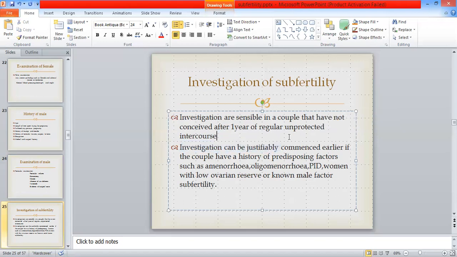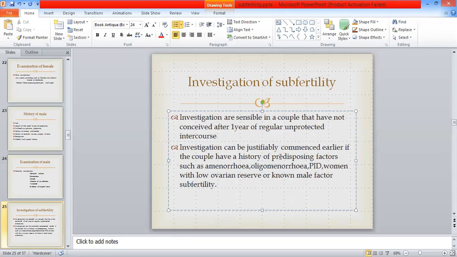Investigations are sensible in a couple who have not conceived after 1 year of regular unprotected intercourse. I mean, we start investigation in a couple after 1 year of unprotected intercourse. If the couple has lived together for 1 year and has not conceived, after 1 year we start investigation.